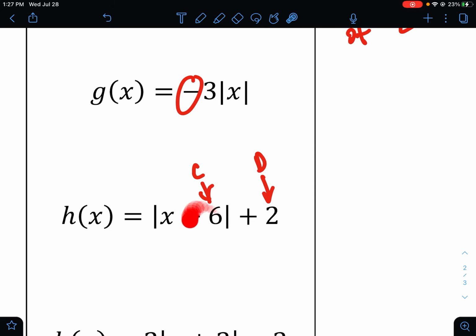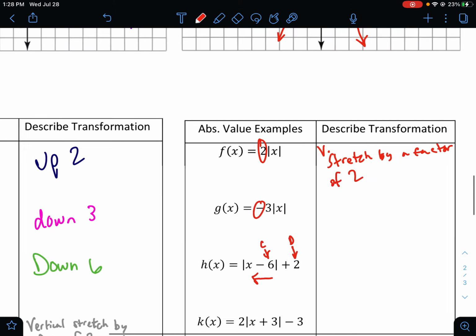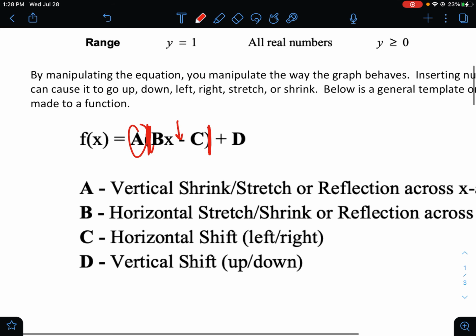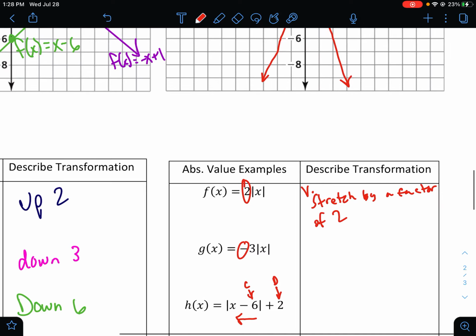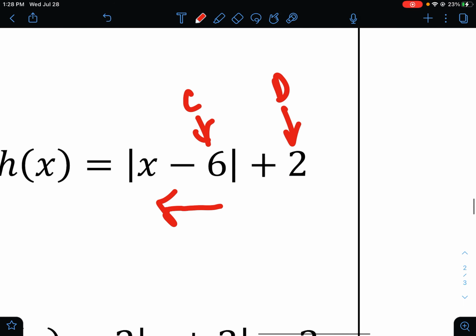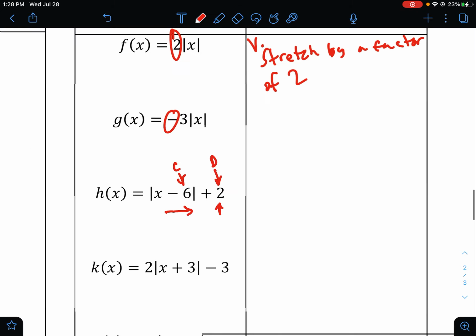Inside here, this is the only weird one. It looks like it's -6, so you might think that this goes left 6, but it doesn't. Because of the negative sign in the formula up here, it actually manipulates it in an opposite fashion. So instead of it going what you think would be left, it's actually to the right 6. And this would be up 2. So the transformation would simply be to the right 6 and up 2. Simply, that's what you could put.